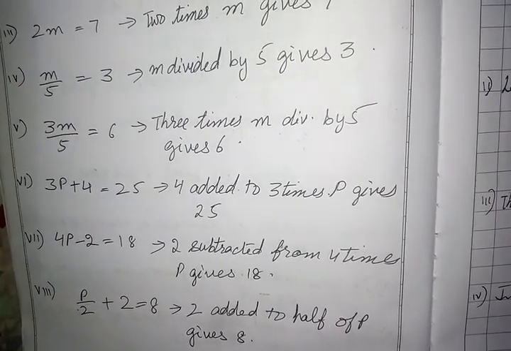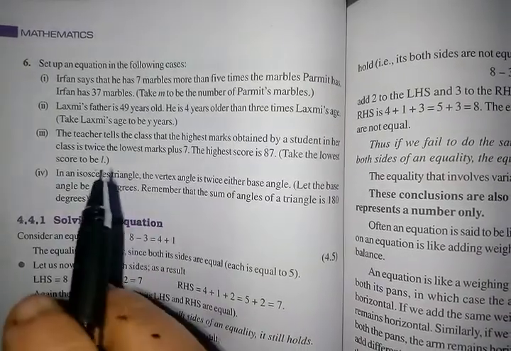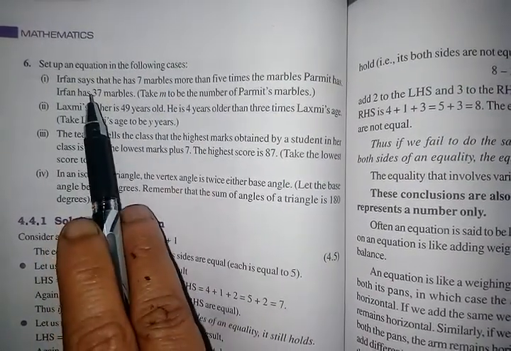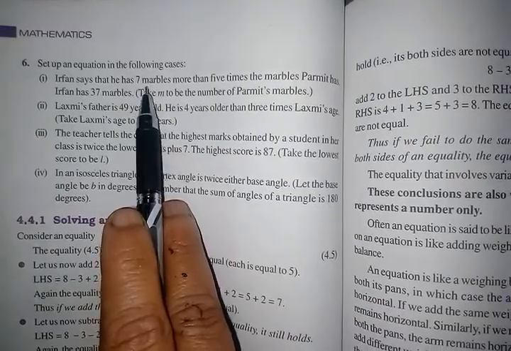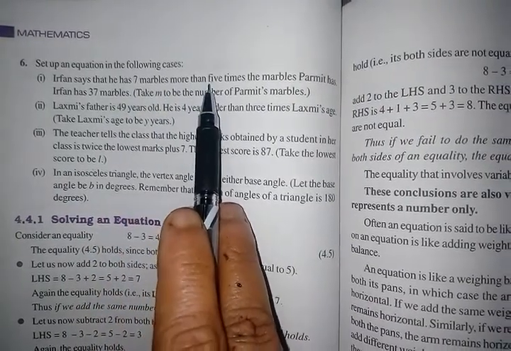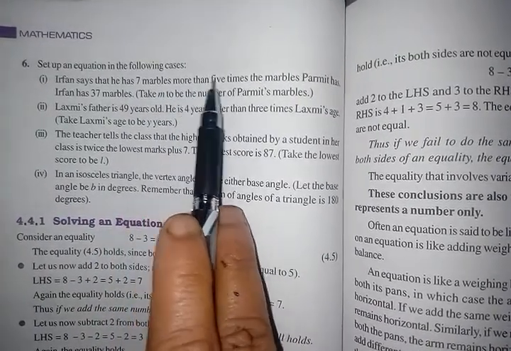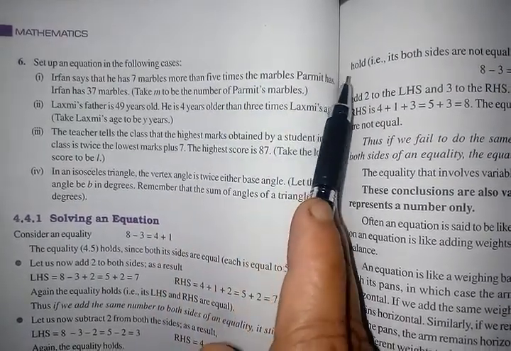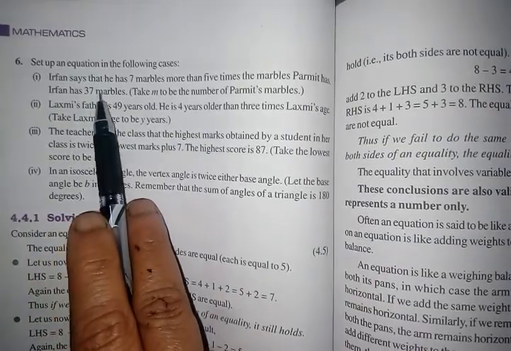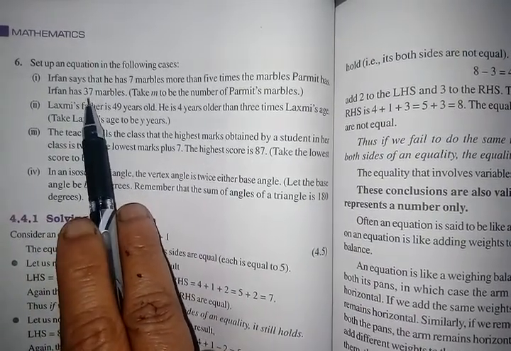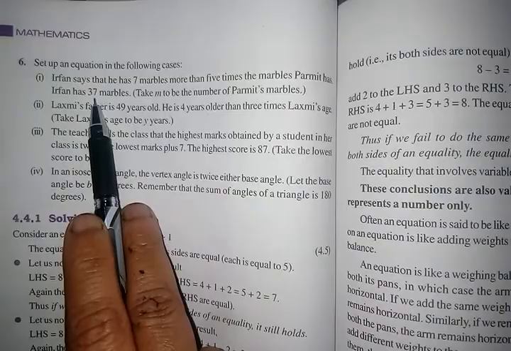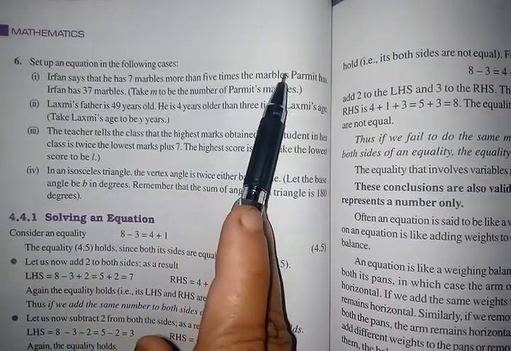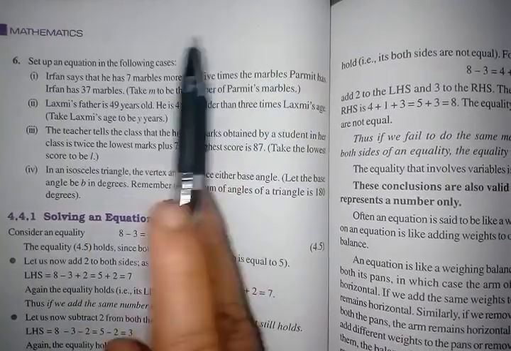Now question number 6. Set up equation in the following cases. Irfan says that he has 7 marbles more, means you have to plus, 5 times the marble Parmeet has, and Irfan has 37 marbles. In numbers he has got 37, and we can also write as 5 times whatever marbles Parmeet has plus 7.